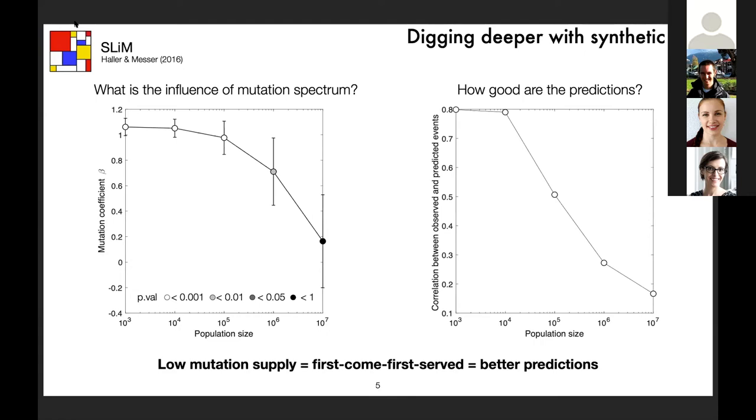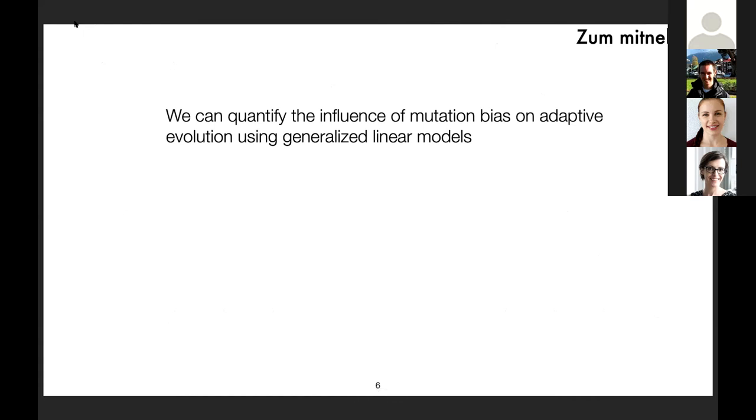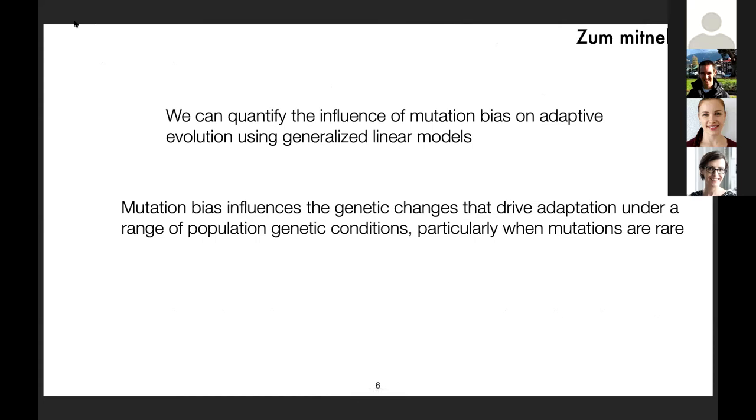So basically the take-home messages, quickly summarized, are that first, we can quantify the influence of mutation bias on adaptive evolution using generalized linear models. And in addition, we see that mutation bias influences the genetic changes that drive adaptation under a range of population genetic conditions, particularly when mutations are rare. So in this low mutation supply regime.